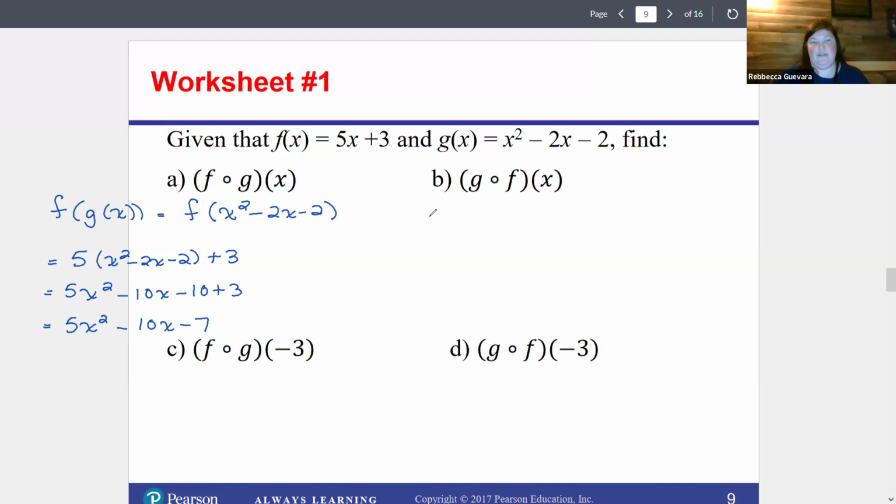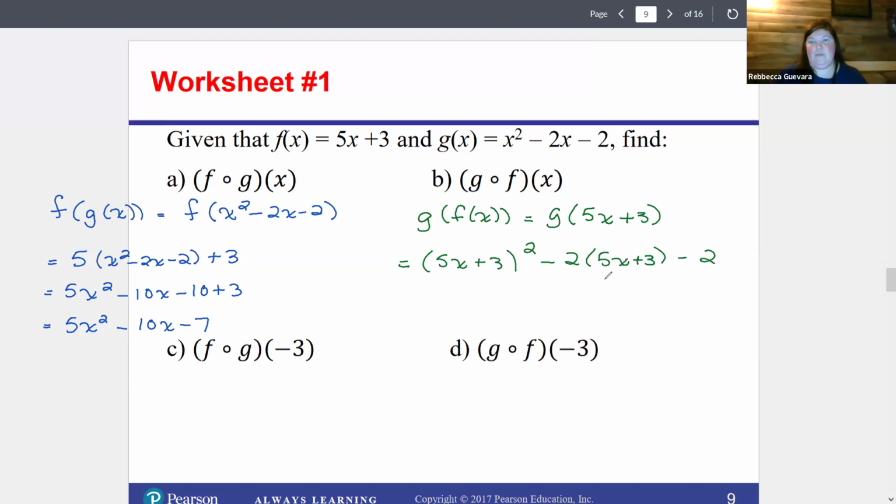Now for g composed with f, we know that f is being placed inside of g. And we know that f is just 5x plus 3. So that means that when I look at g, all the x's in g are now going to be replaced with a 5x plus 3. Okay. So this one, remember, that is going to be 5x plus 3 times 5x plus 3. So we have to expand that.